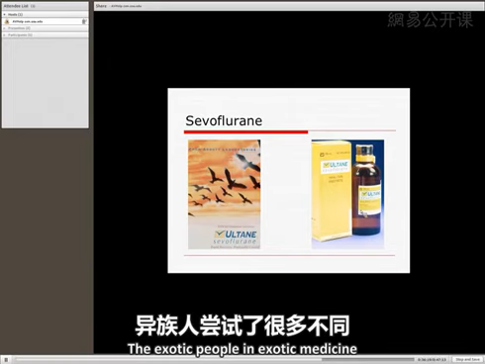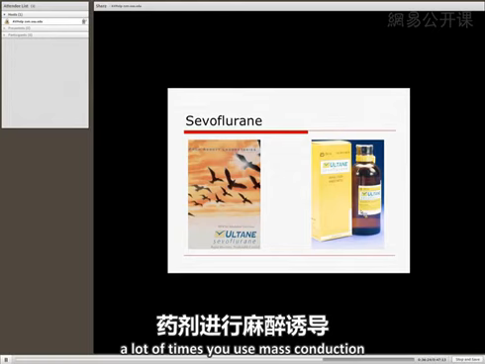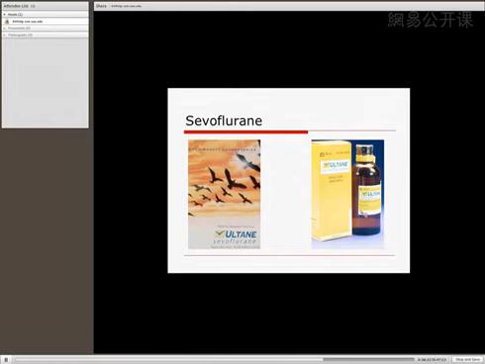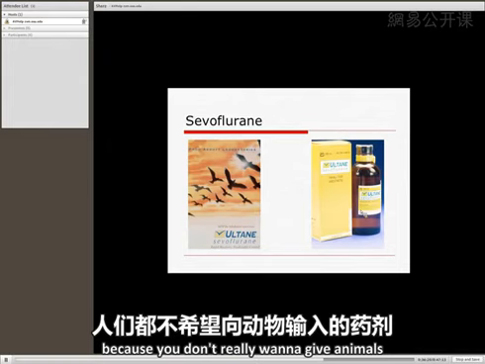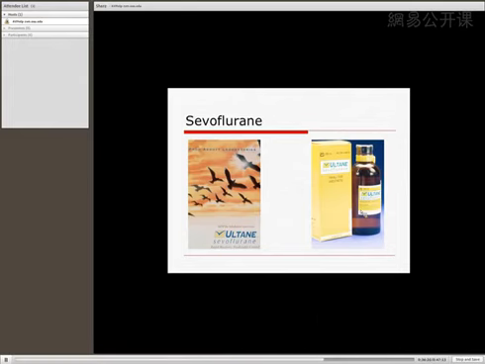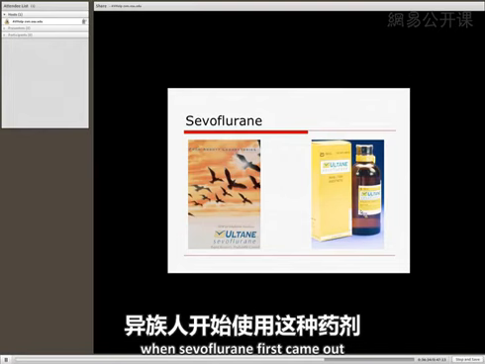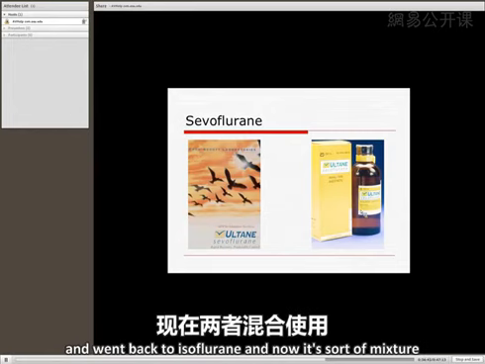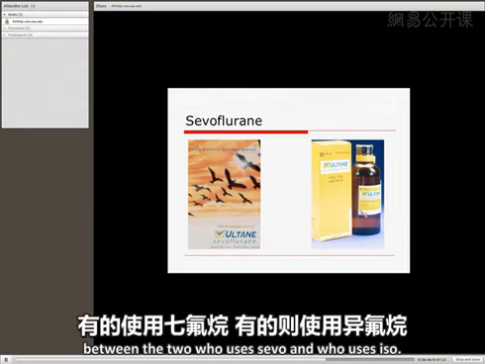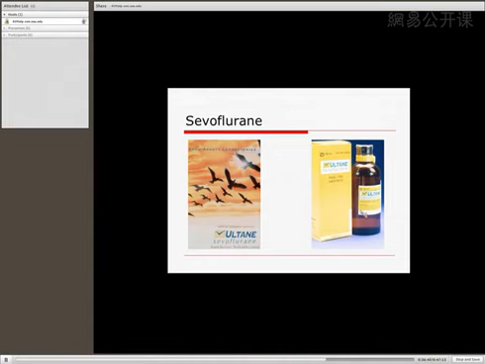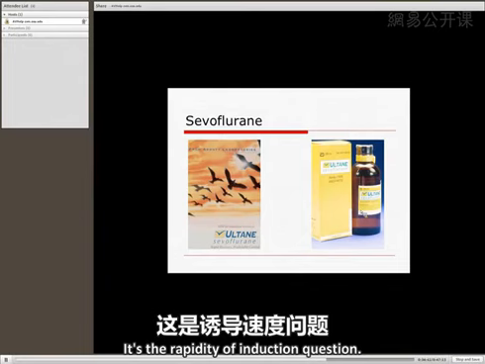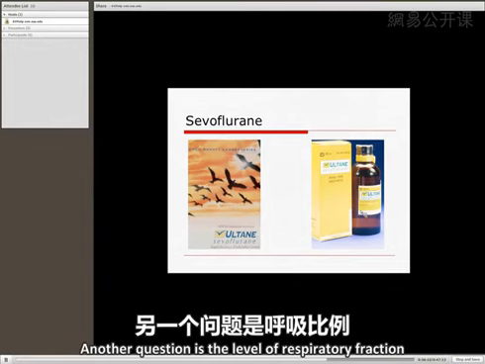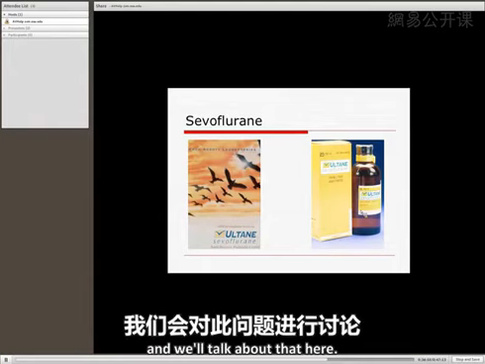The exotics people, in exotic medicine, a lot of times you use mask induction because you don't really want to give animals drugs that they have to metabolize. So the exotics people, when sevoflurane first came out, sort of adopted it, and then they backed off sevoflurane, went back to isoflurane, and now it's sort of a mixture between the two of who uses sevo and who uses iso. Both are safe. It's a rapidity of induction question. And the other question is the level of respiratory depression. We'll talk about that here in a minute.